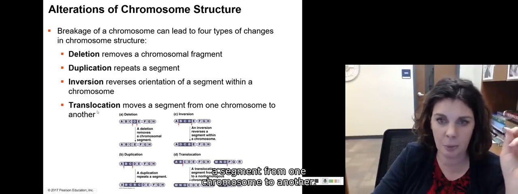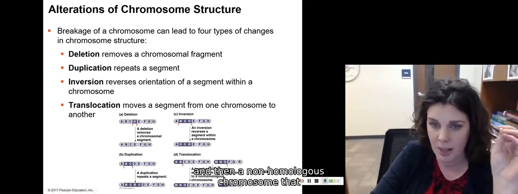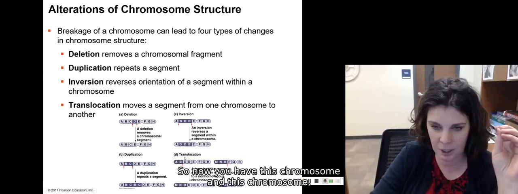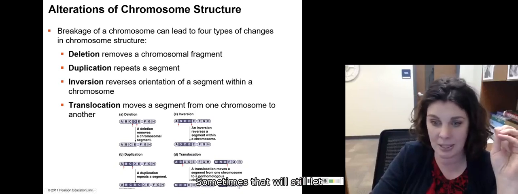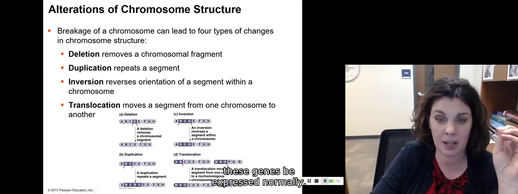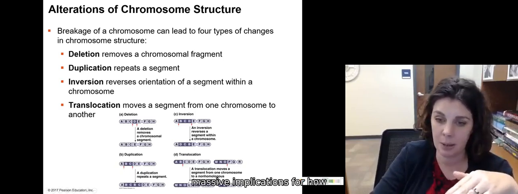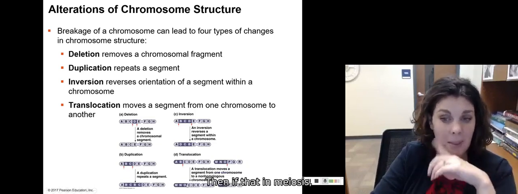And then a translocation moves a segment from one chromosome to another. So here you have this chromosome, A, B, C, D, E, F, G, H, and then a non-homologous chromosome that is M, N, O, P, Q, R. And you break off. So now you have this chromosome and this chromosome, M, N, O, C, D, E, F, G, H, and A, B, P, Q, R. Sometimes that will still let these genes be expressed normally. Sometimes that can have massive implications for how that infant develops.